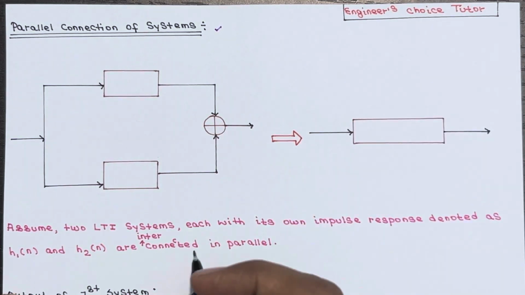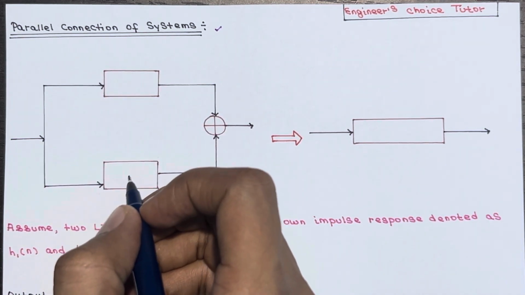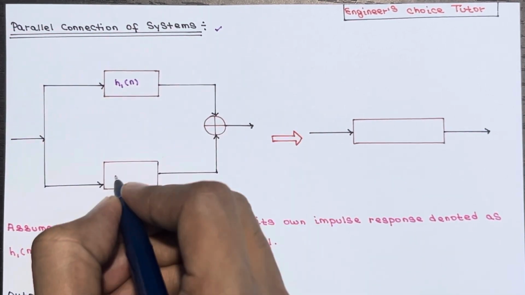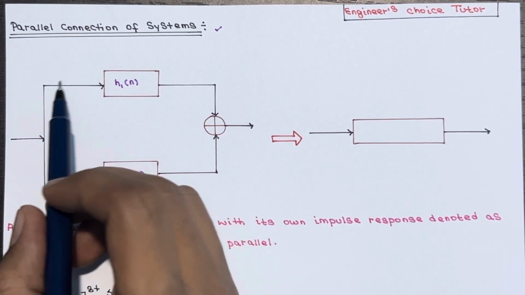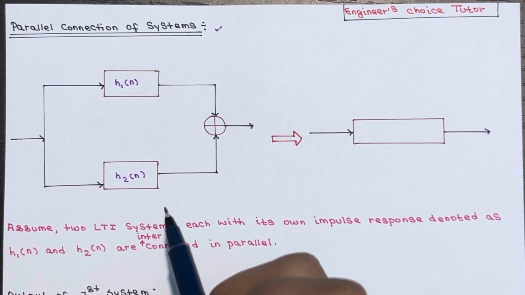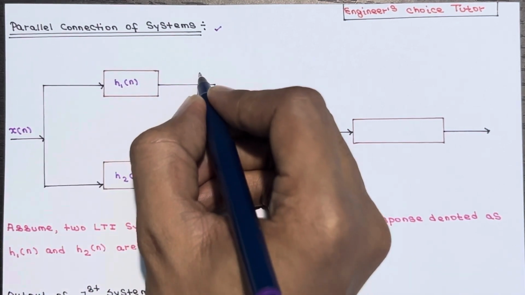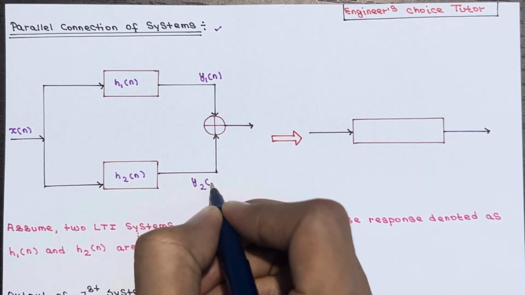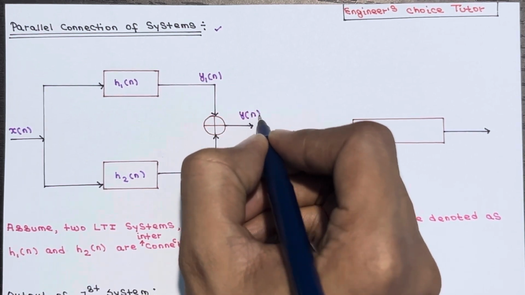Assume two LTI systems, each with its own impulse response, denoted as h1 of n and h2 of n, connected in parallel. If the input is x of n, then the output of the first is y1 of n and the output of the second is y2 of n. This is the adder, so the sum, let's say, is y of n.